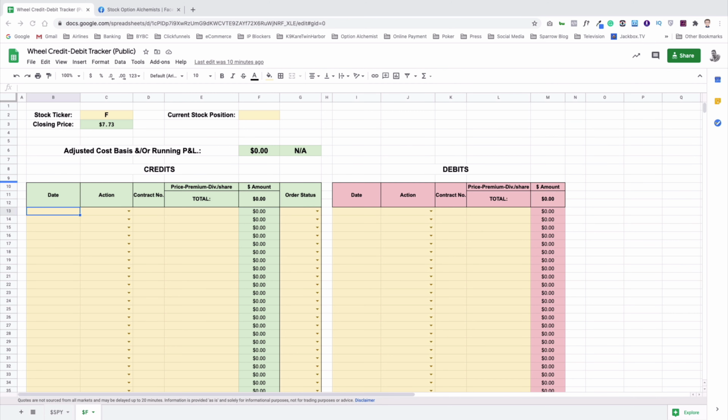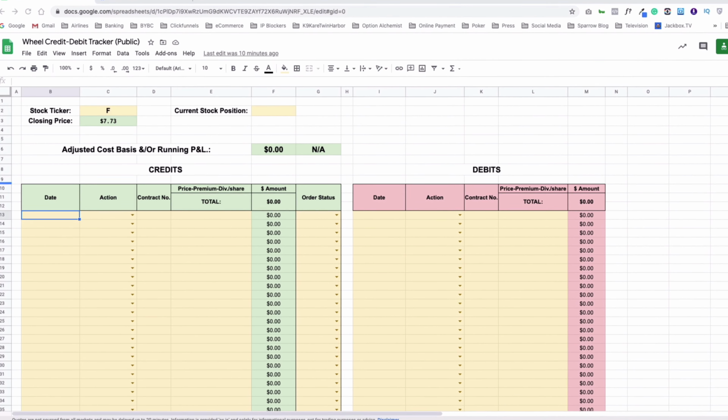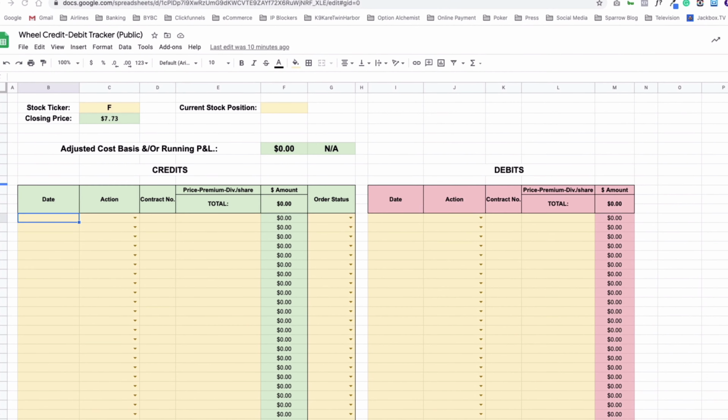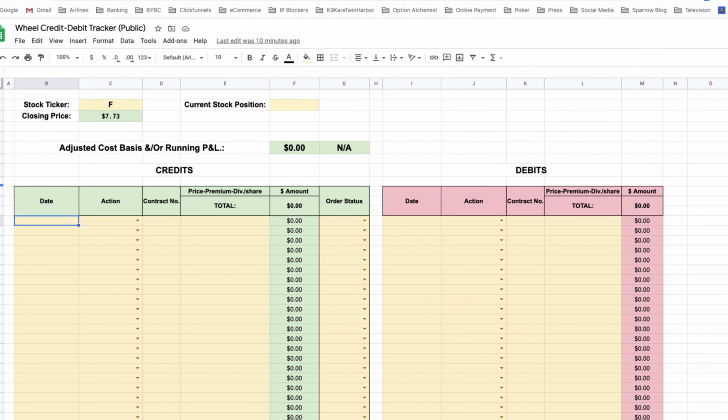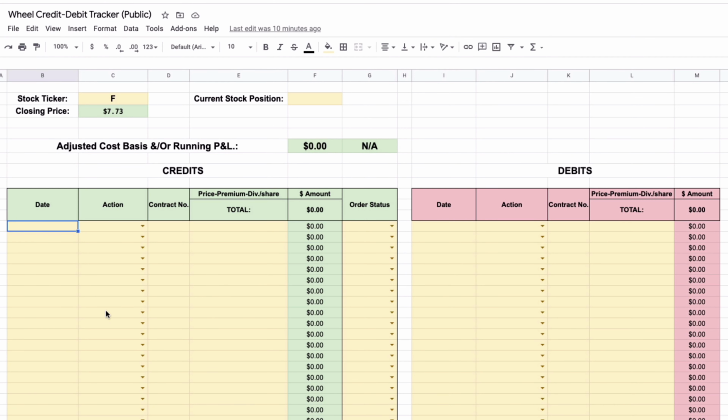Okay, so we're looking at Ford stock. I've picked that specifically because it's a relatively cheap stock, and you can trade the wheel strategy on Ford for less than $1,000. So why don't we just walk through a couple of different trades and see how we enter all these positions in the spreadsheet. Today's date is November the 2nd, 20. Okay, and we begin the process by running a cash secured put.